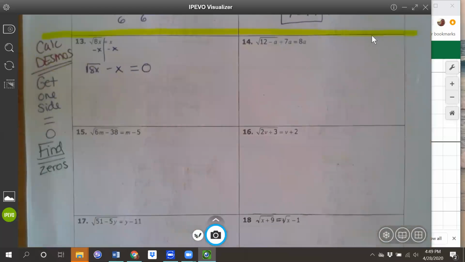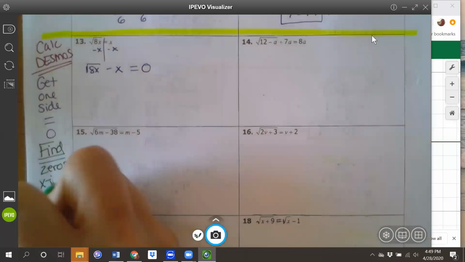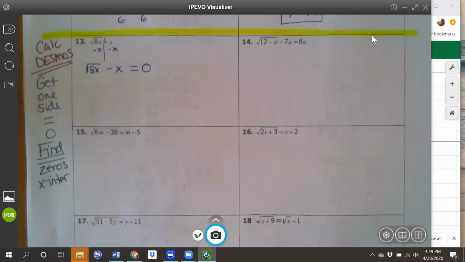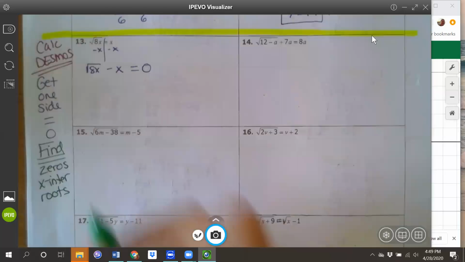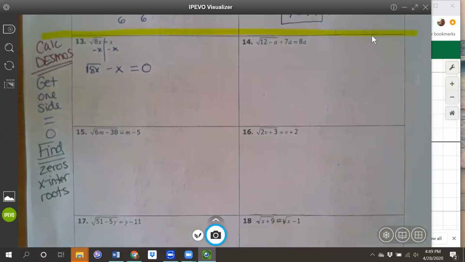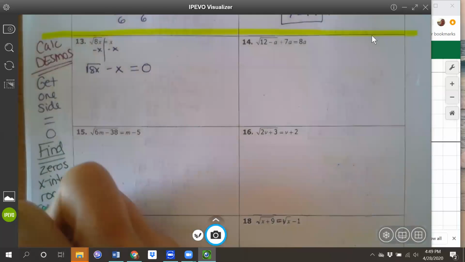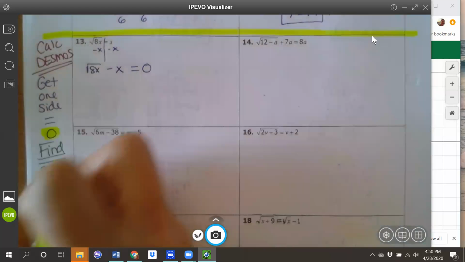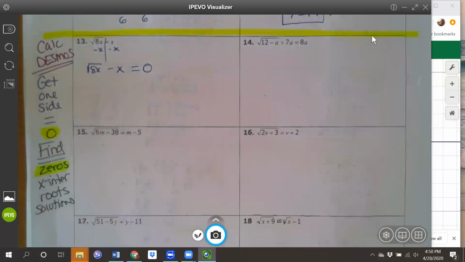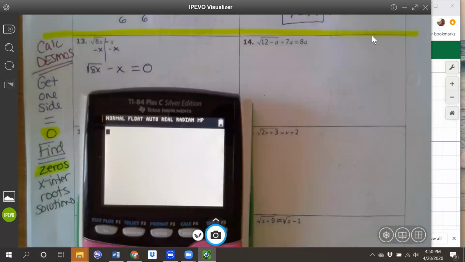There's another word for that. What's another word for zeros? X-intercepts. There's another word for it. Roots. There's another word for it. It's the last word. Solutions. All 4 of those words mean the same thing. But once you are equal to 0, that is what you are doing, you are finding zeros. So let me show you on the calculator.